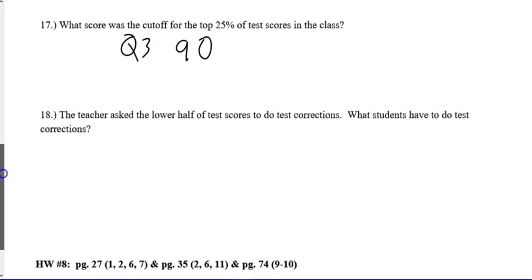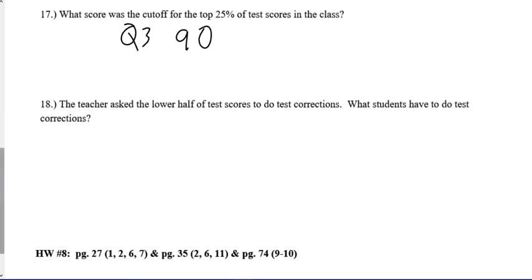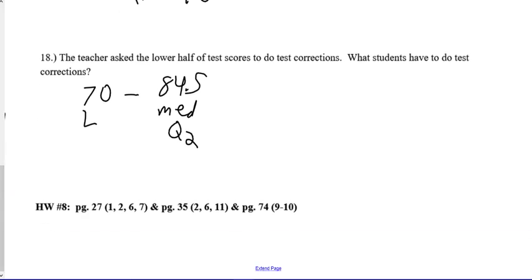The teacher asked the lower half of the test scores to do test corrections. What students have to do test corrections? Well, that's students from the minimum, the low end, to the median, or Q2, all right? And that was 84.5. Okay? And the homework is what we'll do in class next day. There you go.